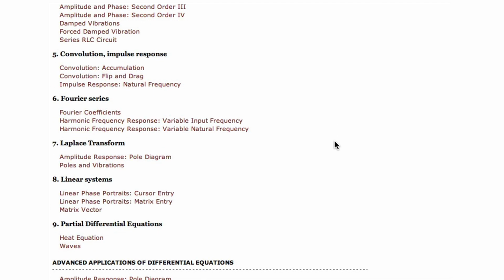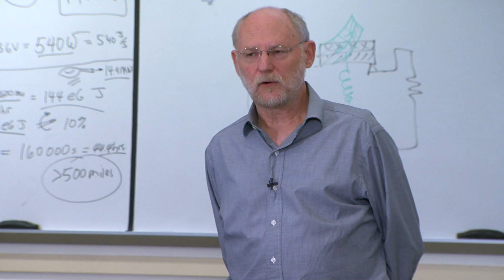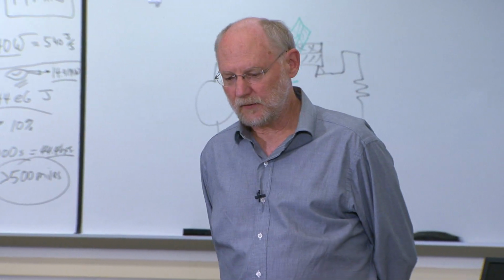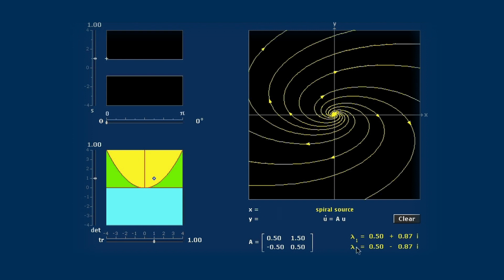So I'm going to begin by modeling how I might use some of these applets in a lecture. And I'm going to go clear down to the bottom here and go to Phase Portraits Cursor Entry. This is a nice picture. For the cognoscenti, this models a homogeneous linear system of differential equations. This whole thing is controlled by a matrix, and you can see the matrix down at the bottom here. I've called it A, and it has these particular values right now.